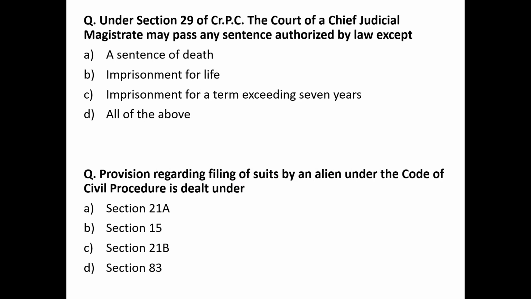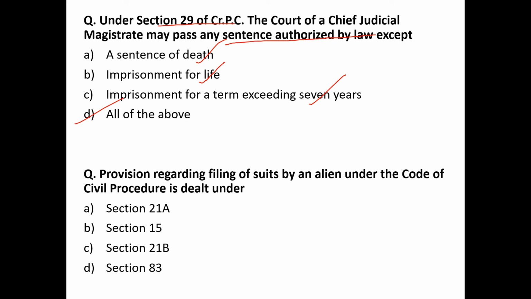Next question. Under Section 29 of CrPC, the Court of Chief Judicial Magistrate may pass any sentence authorized by law except a sentence of death, correct. Imprisonment for life, correct. Imprisonment for a term exceeding 7 years, correct. So the answer will be option D, all of the above.